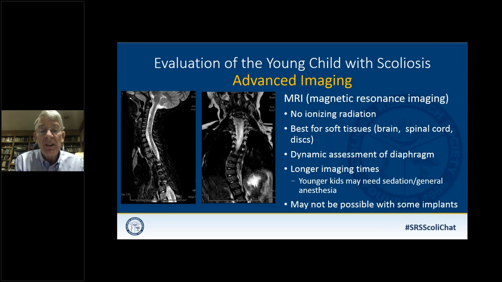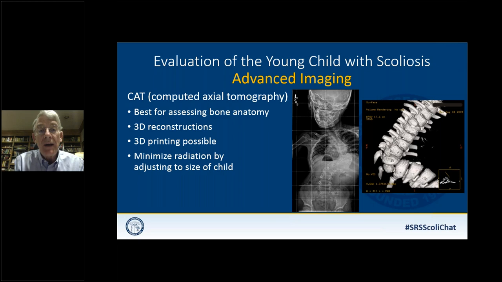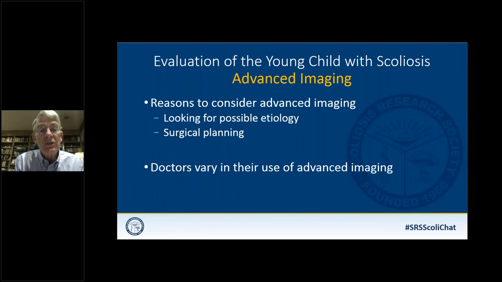Another advanced imaging is computed axial tomography. It's great for looking at bone. We can create 3D reconstructions and even print out 3D models. It's important to make sure the place doing it understands that this is not a parent, it's a child, and the radiation dose can be limited by setting better parameters on the machine. Next slide, please. And so reasons to consider advanced imaging are to look for a possible etiology and also for surgical planning. And doctors will vary in exactly when they want to use it. Next slide, please.